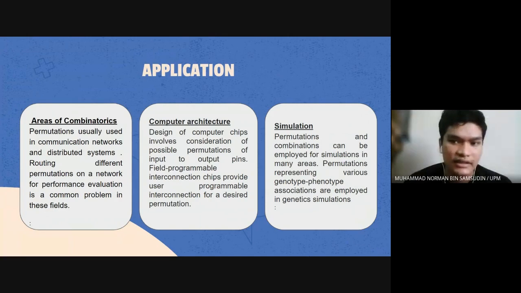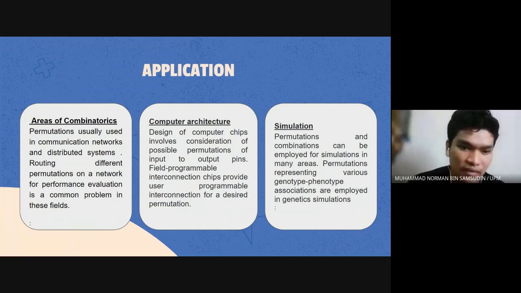Okay, for the applications, the first application is in the area of combinatorics. Permutation is usually used in communication networks and distributed systems. Routing different permutations on a network for performance evaluation is a common problem in this field. Then the next one is computer architecture. Design of computer chips involves consideration of possible permutations of input to output pins. Field programmable interconnection chips provide user programmable interconnection for a desired permutation.